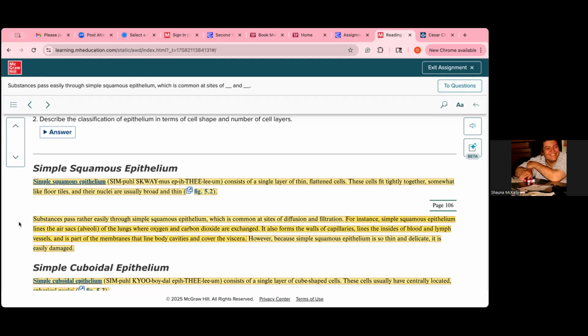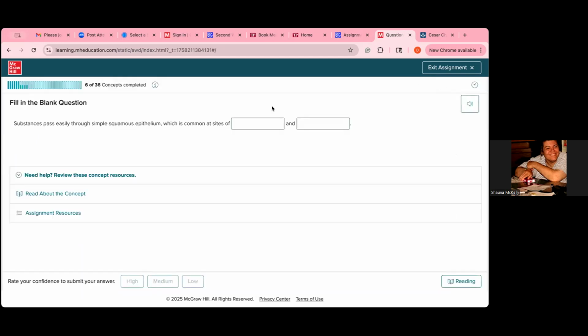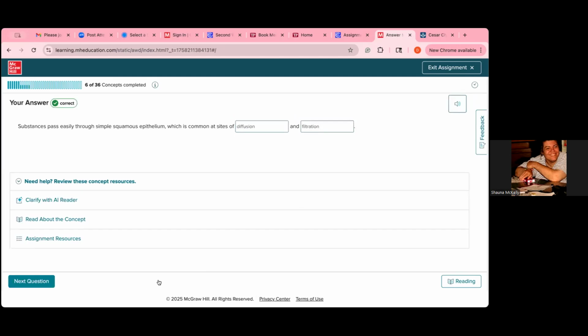and filtration. So they're looking for diffusion and filtration. They're looking for that. Okay, diffusion. Two F's and one S. There you go. Diffusion and filtration. Good job. Nice.